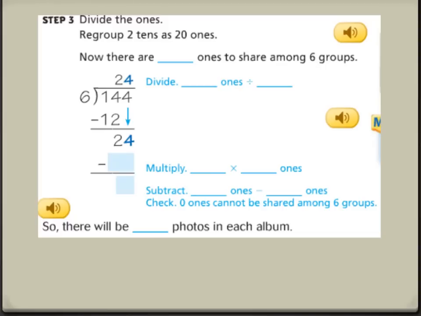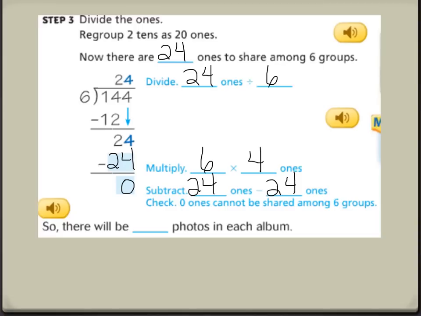Okay, as we said, now there are 24 ones to share among the 6 groups. So I'm going to divide 24 ones divided by 6. And to do that, I'm going to multiply to see how many groups of 6 I can put in here. So I have 6 times 4 ones, which would give me 24. So now I'm going to subtract 24 ones minus 24 ones, and you can see I will have no remainder. So there will be 24 photos in each album.